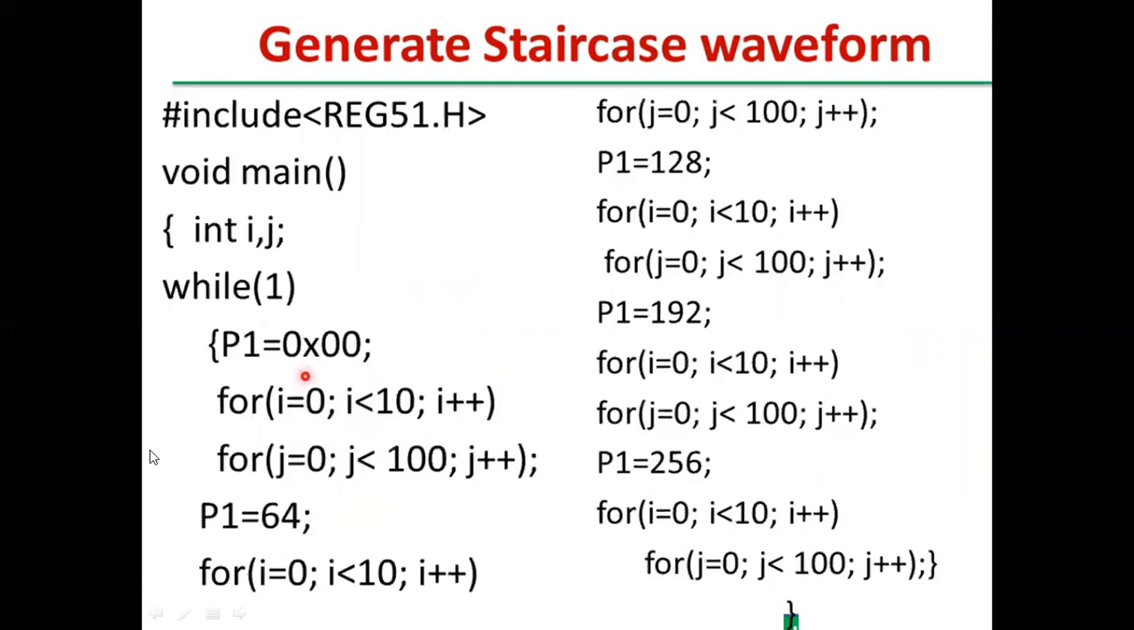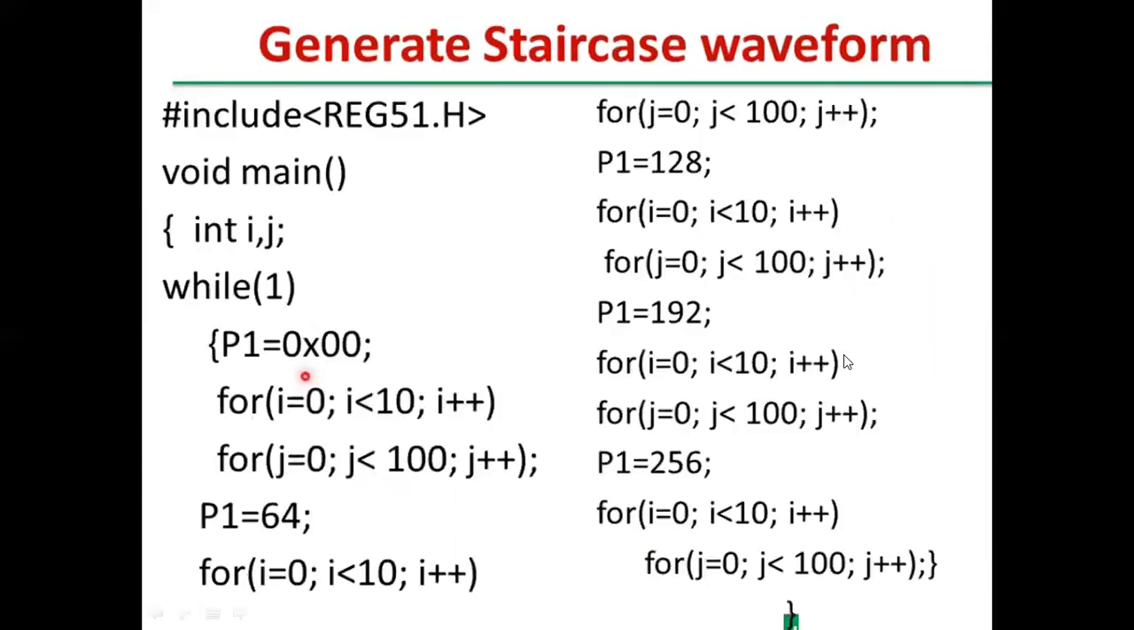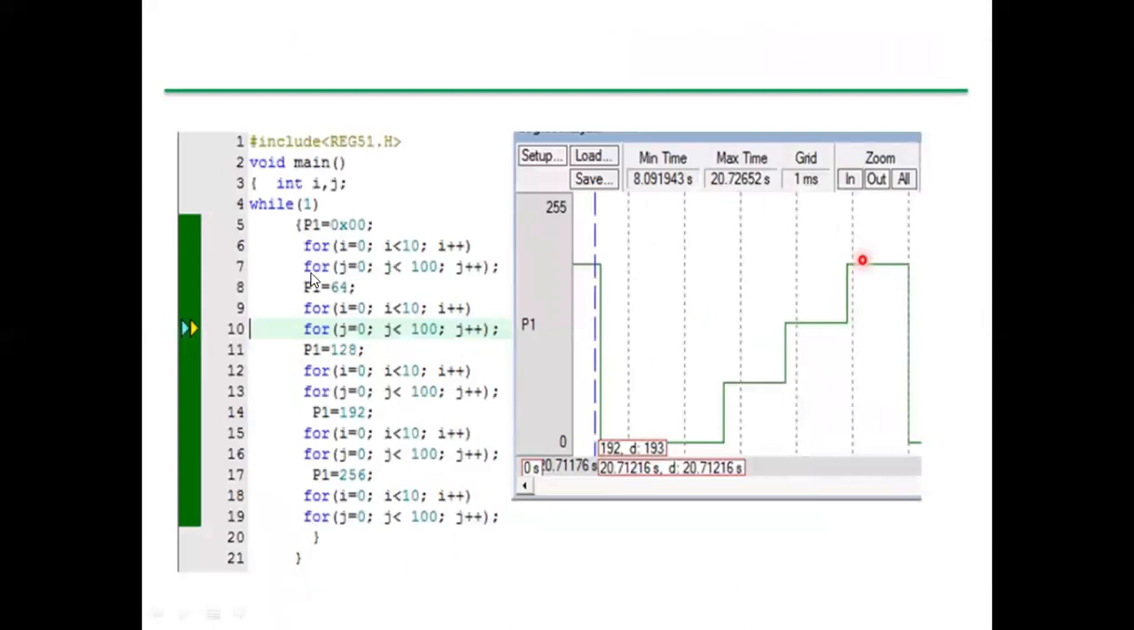After completing, P1 will again come to the initial value, since while 1 is there, no? So it will come to the initial value, and again it starts getting the 4 steps. Like that, you can generate the staircase waveform. So this is the Keil program, and you can observe the waveform in the logic analyzer.